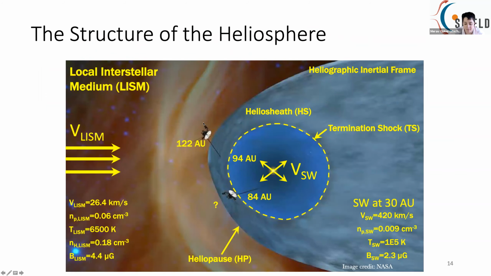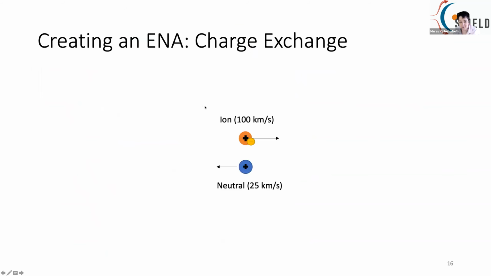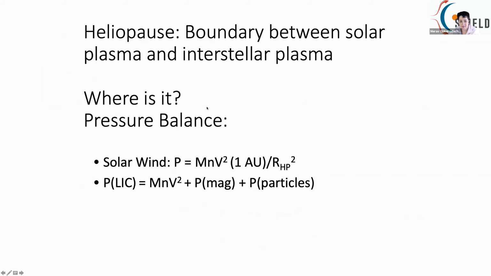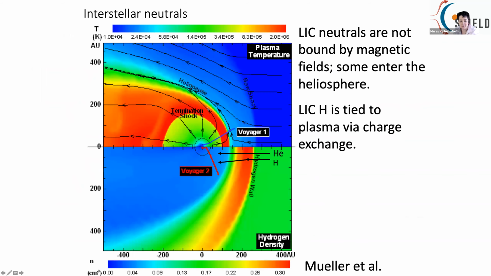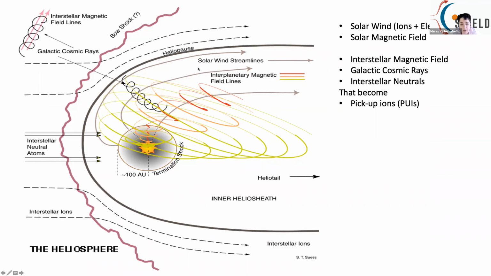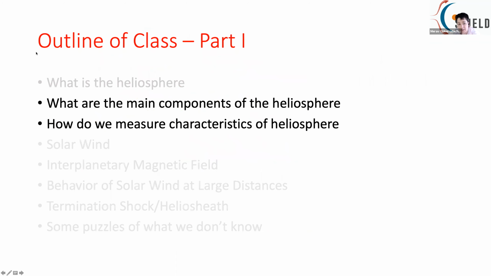Oops, my mouse went in the wrong direction. Here. So the other component that we know of is that the plasma outside the heliosphere has a magnetic field as well. We know it's magnetized. So there is a component called the interstellar magnetic field.